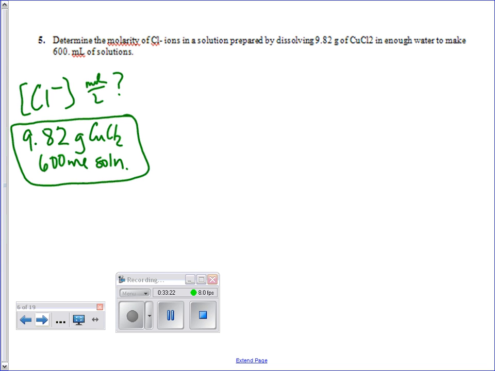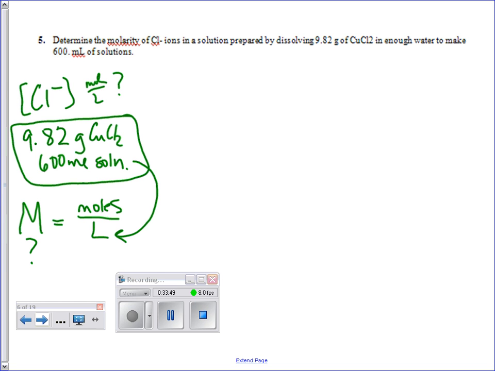Any ideas? This is not too hard of a problem. It's kind of the reverse of what we just did. So we want to find molarity. Just go back to what you know. What is molarity? Moles per liter. I already know one of them off the top. I'm making 600 mL of solution, so I've got 0.6 liters.